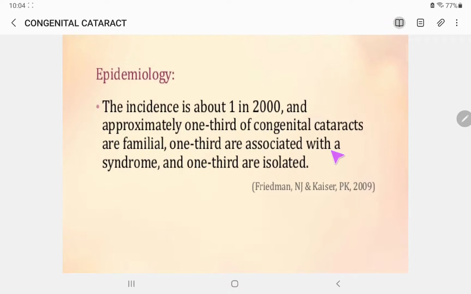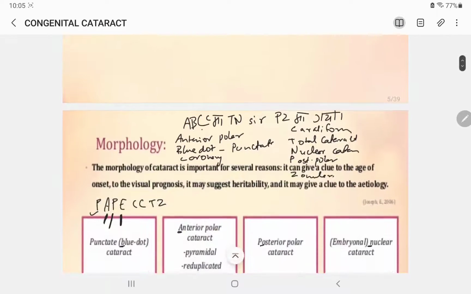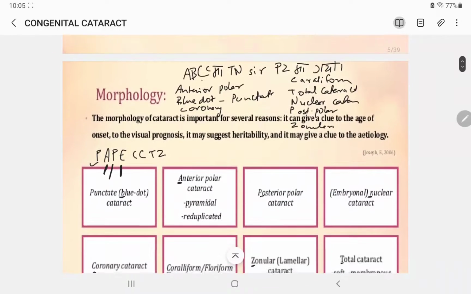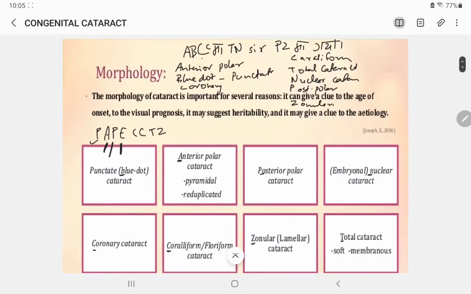All right, so this is very important. This is a very important rule, we can say. One third congenital, one third associated with a syndrome, and one third isolated, familial. So let's move on. I have a mnemonic, I will come back to it later.